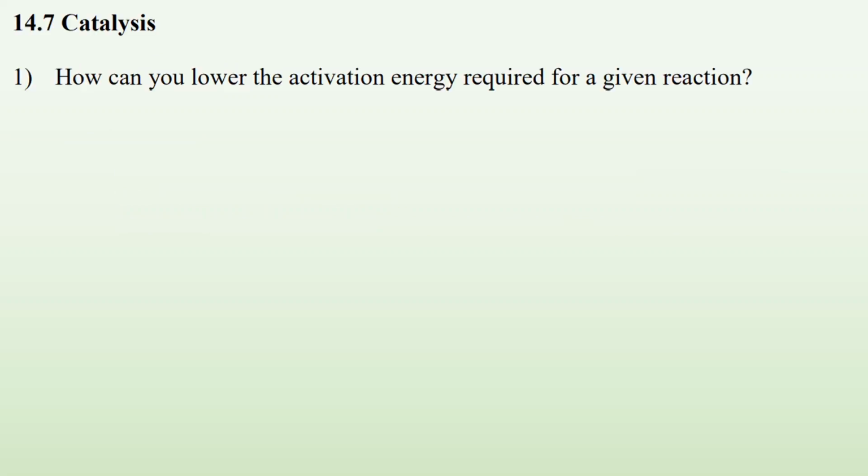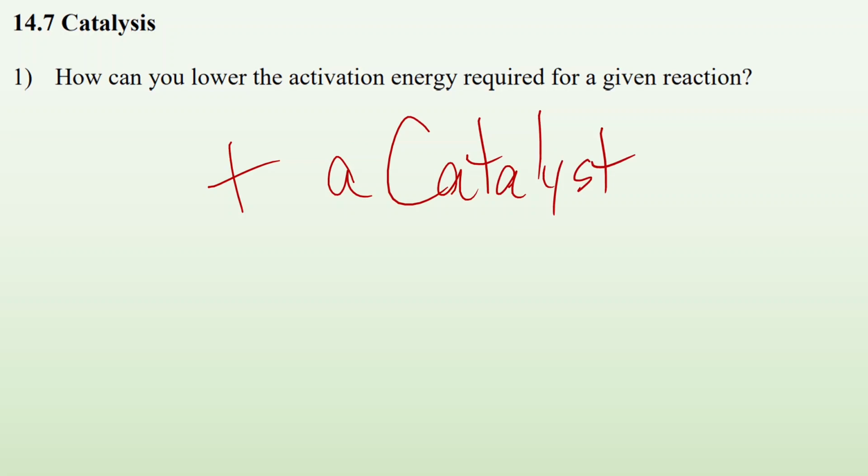So number one, how can you lower the activation energy required for a given reaction? You add a catalyst. It's like a shortcut. You know, if you want to get downtown, you've got to take all these turns and go down this road, and somebody gave you really terrible directions, and then you stopped and asked somebody else. They added a catalyst, and now I know the most direct path. It's going to take less energy for me to get there. It's kind of like a shortcut, a chemical shortcut.